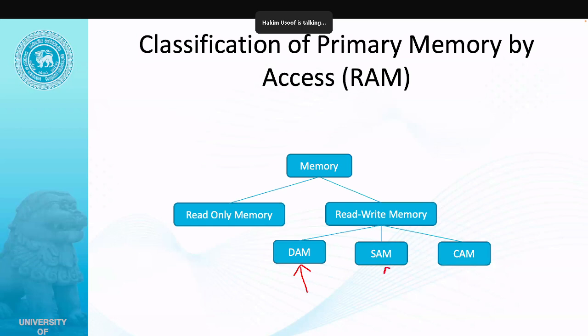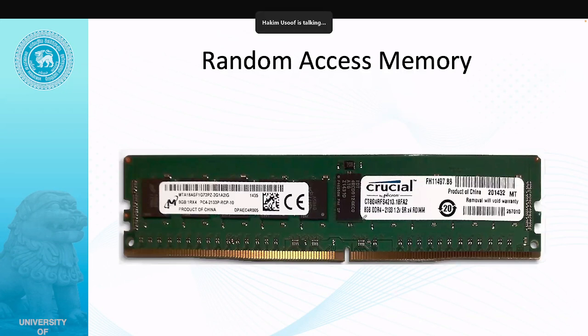This is called sequential accessible RAM, and this is content accessible RAM. Dynamic, sequential, and content. These two are not very much used. DRAM is what you and I use, and that is what we call random access memory. This is what a random access memory looks like if it's a desktop. If it's a laptop, it looks like half this size. And nowadays, they come soldered onto the laptop itself, so you can't change them.